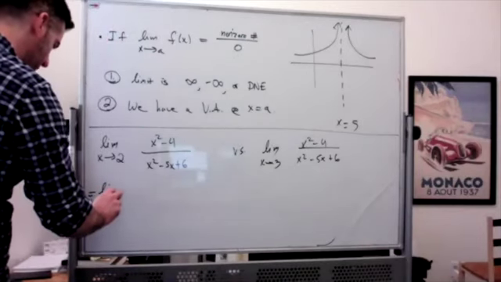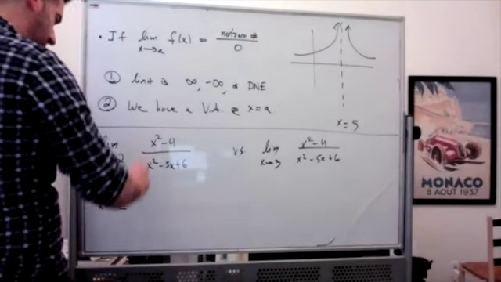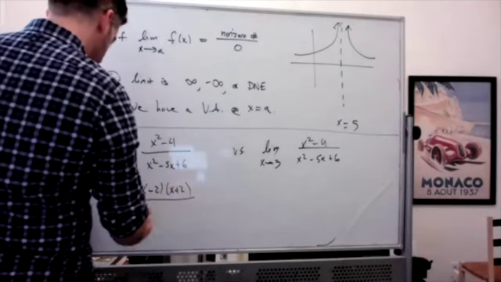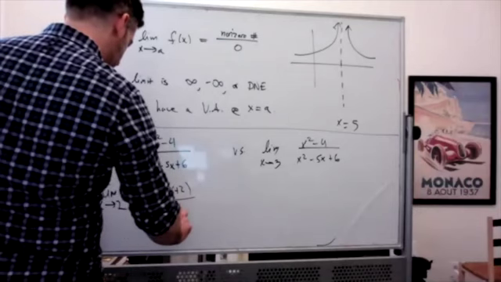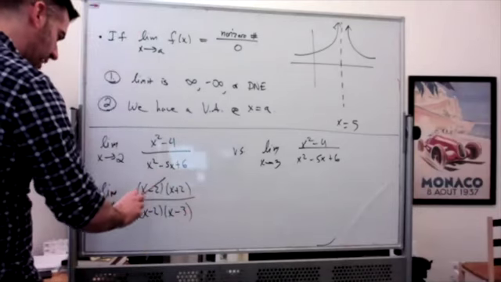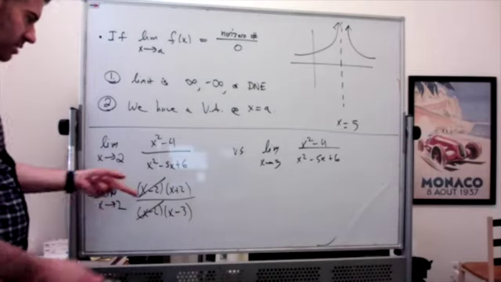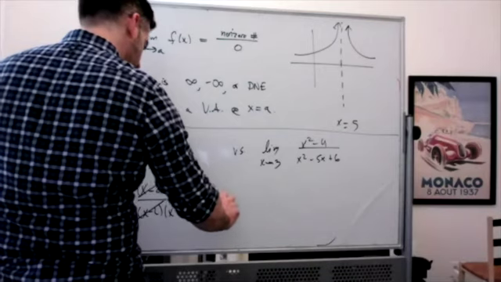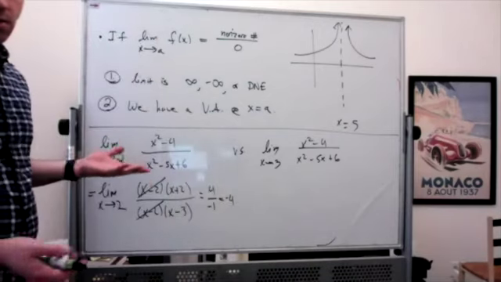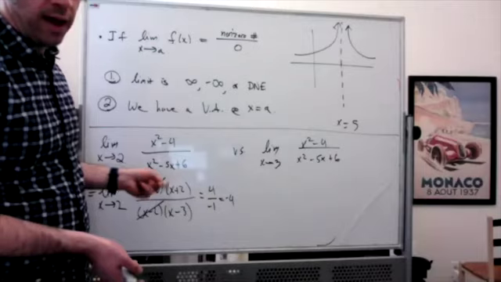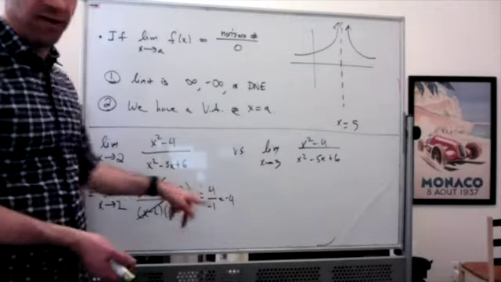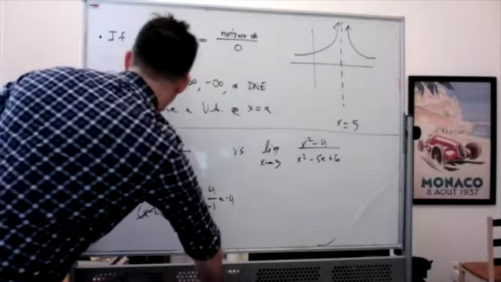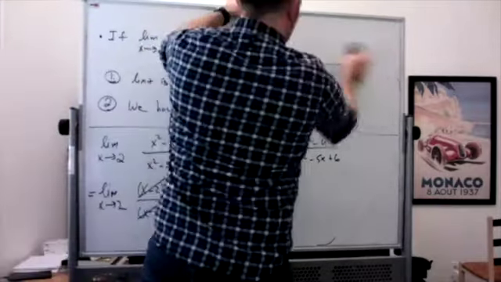But the way we're going to deal with this is by factoring. The numerator is x minus 2 times x plus 2. The denominator is x minus 2 times x minus 3. The x minus 2's cancel. And when I plug in 2, I get 4 over negative 1. So here, we just have a hole at the point 2, negative 4. In fact, I'll graph this for you guys in just a sec.